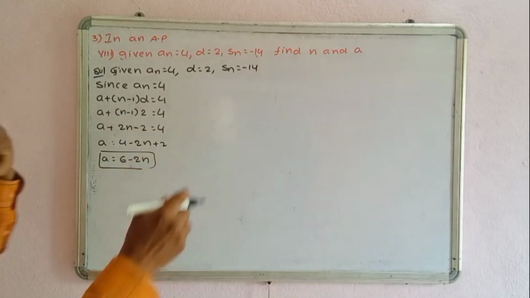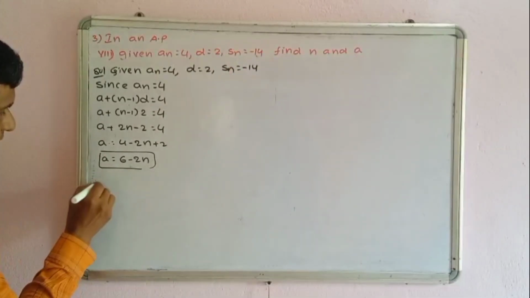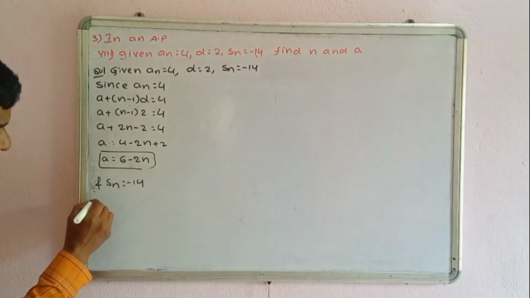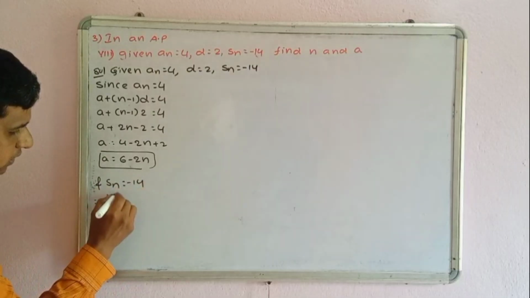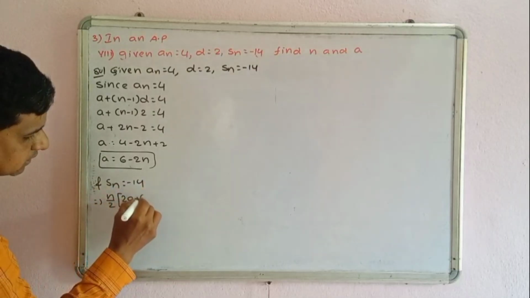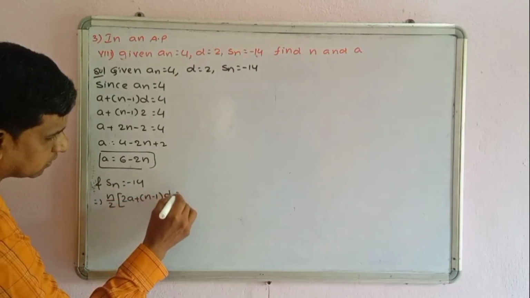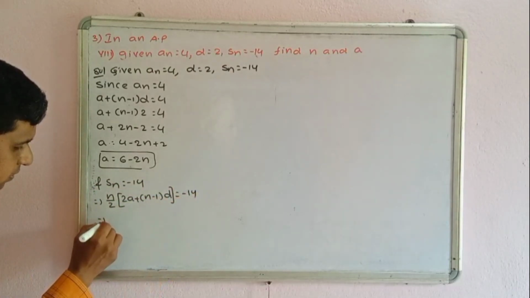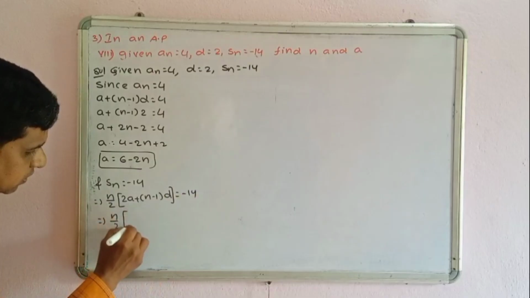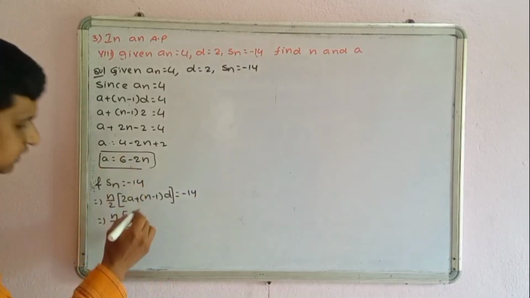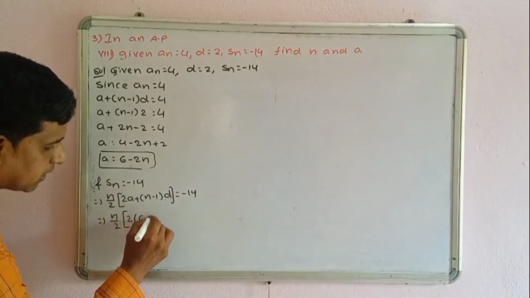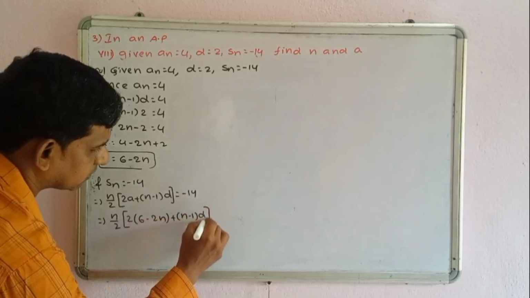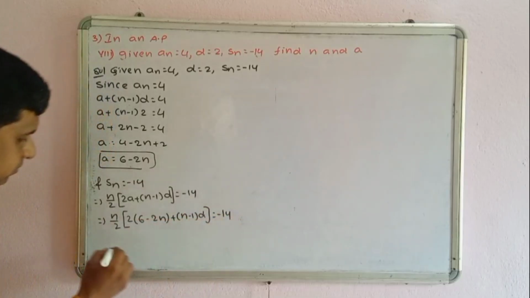Okay. Now what is the value of Sn? Sn equals to minus 14. Sn formula n by 2 into 2a plus n minus 1 into d equals to minus 14. Okay. n by 2, we don't know the value of n. n by 2 into 2 a value how much? 6 minus 2n. 6 minus 2n plus n minus 1 into d equals to minus 14.